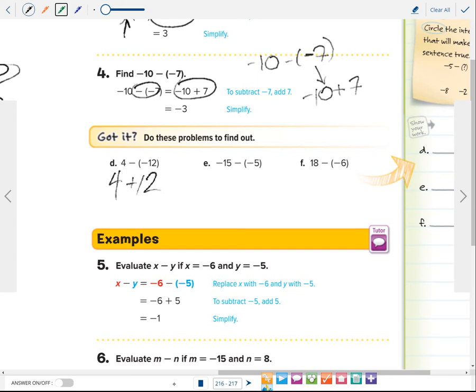That's funny. So 4 minus negative 12, we change it to addition with the additive inverse. The two negative symbols rotate to be a plus sign. We have 16.